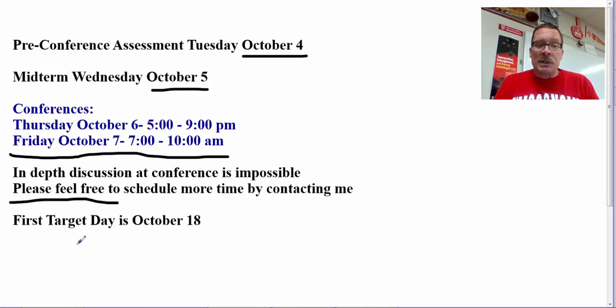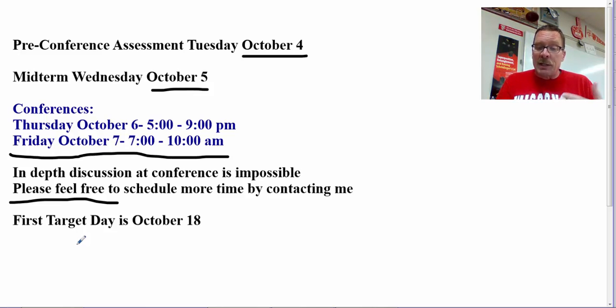The other thing I'll mention to get on the calendar is that the first target day is October 18th. This goes back to why, at times when I teach 3 different science courses, I have to make decisions and prioritize. Target days are valuable, but I like to steal a comment that one of my colleagues said once: every day is target day if you're struggling and you want to get better.